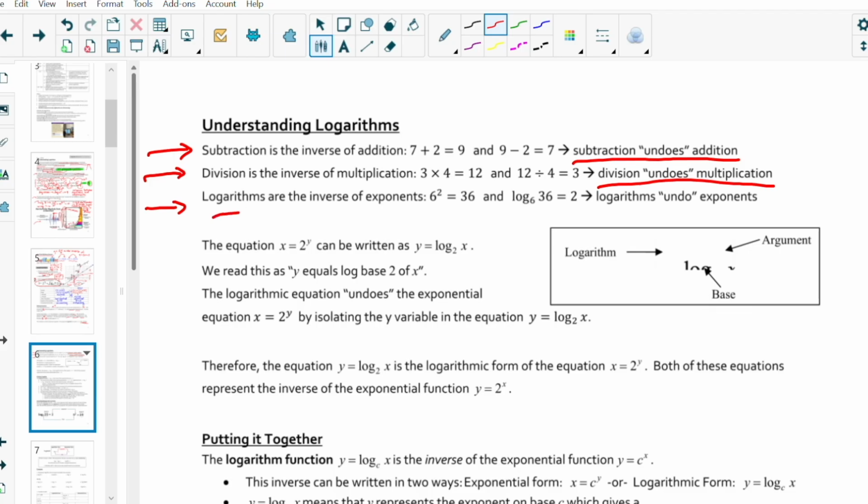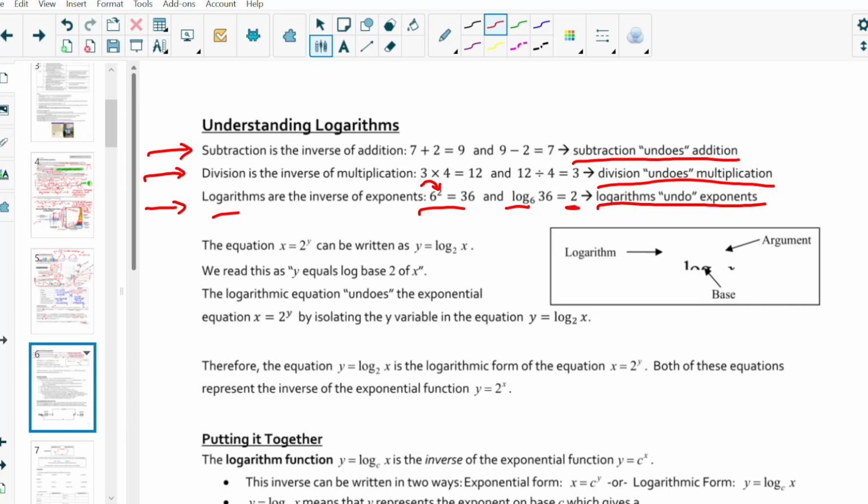Logarithms are the inverse of exponents. We saw that: 6 squared equals 36. If I take the log base 6 of 36, it equals 2. I raised something to an exponent, but then I took the log of that same base, the 6, and I end up getting the exponent back.